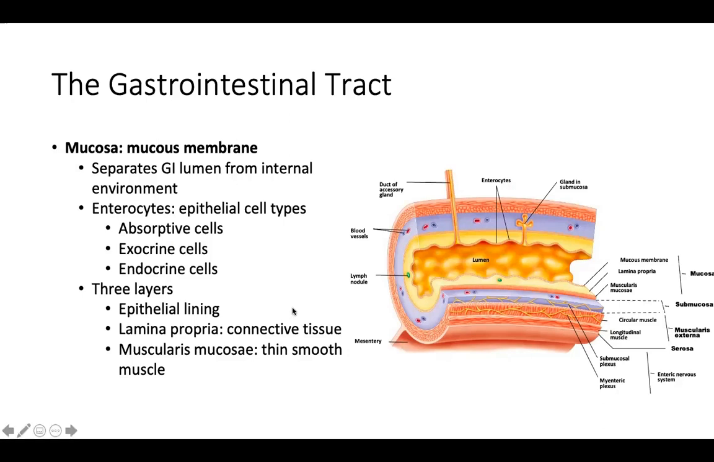Okay. It's got the three layers that we just introduced. So the epithelial lining, the supportive lamina propria, which is connective tissue, and the associated neurovascular structures. And then it's also got a thin muscular layer, the muscularis mucosa.